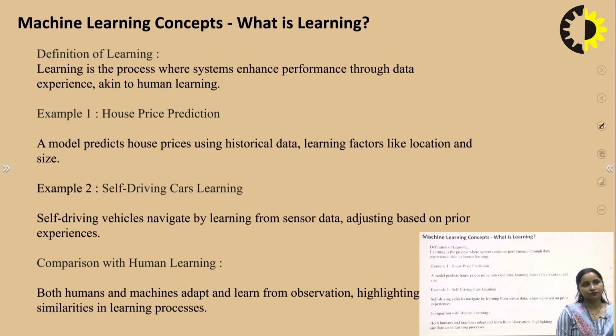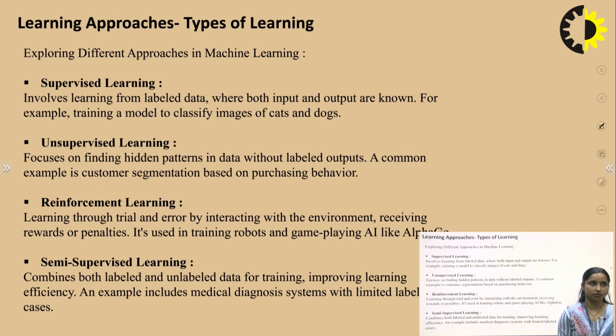Then, comparison with human learning. Machine learning and human learning are both similar, and they adapt and learn from observations. In machine learning we are enhancing the performance of the models, but in human learning we are learning from our observations and from our habits. So, more or less they are similar to each other.